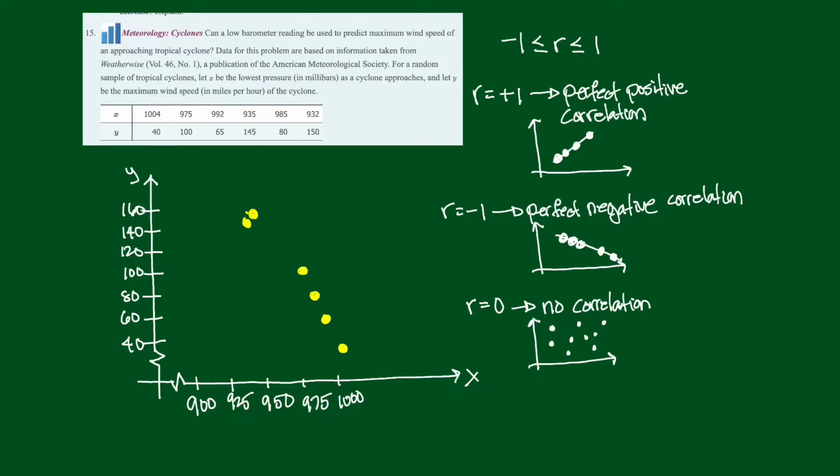And then right in the middle, if r is 0, there's no correlation, and your data values, your ordered pairs, would just be scattered all over. No apparent structure. And then it follows that the closer r is to 1 or -1, the stronger the relationship, and the closer it is to 0, the weaker the relationship.